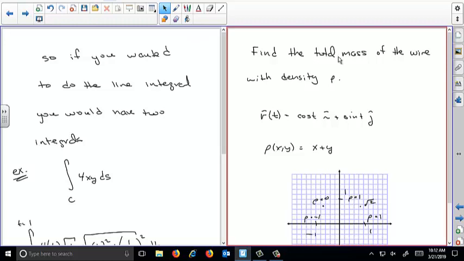Okay, let's look at another one. Find the total mass of the wire with the density defined as x plus y. So this is my f of x, y. And I guess this must be a density per length, because if you didn't, then it wouldn't work out as far as the integral is concerned.